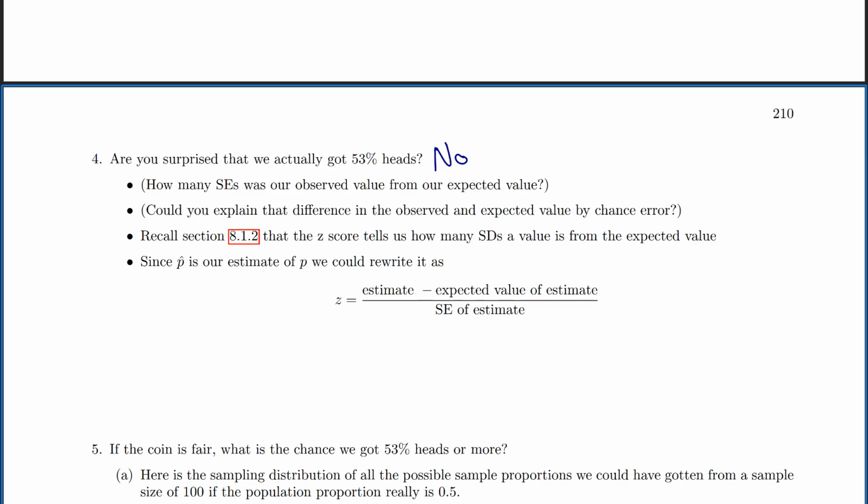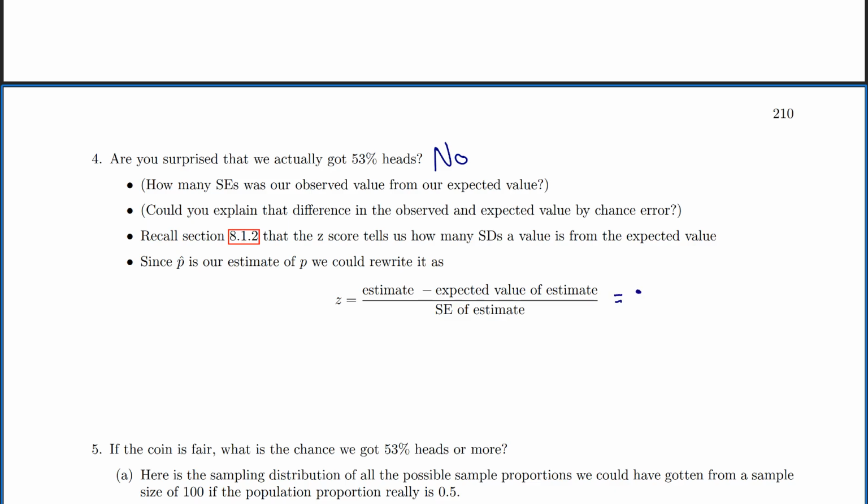So could you explain that difference of how far we were by just chance error? In section 8.1.2, we learned that the z-score tells us how many standard deviations or standard errors a value is from the expected value. Since P hat is our estimate of P, we could rewrite it as Z equals our estimate minus the expected value of the estimate over the standard error.